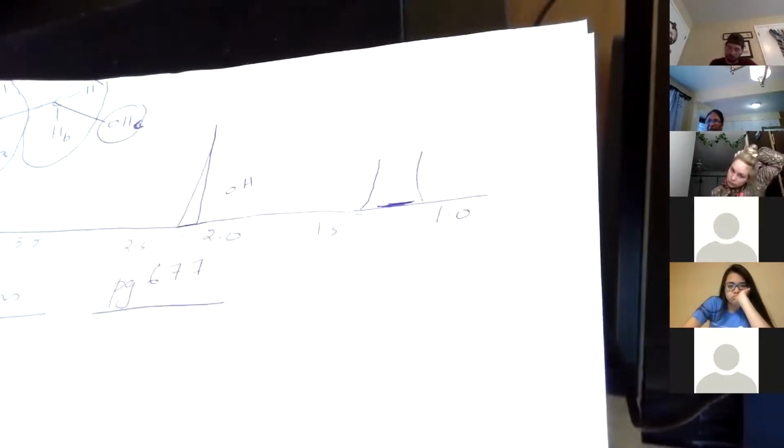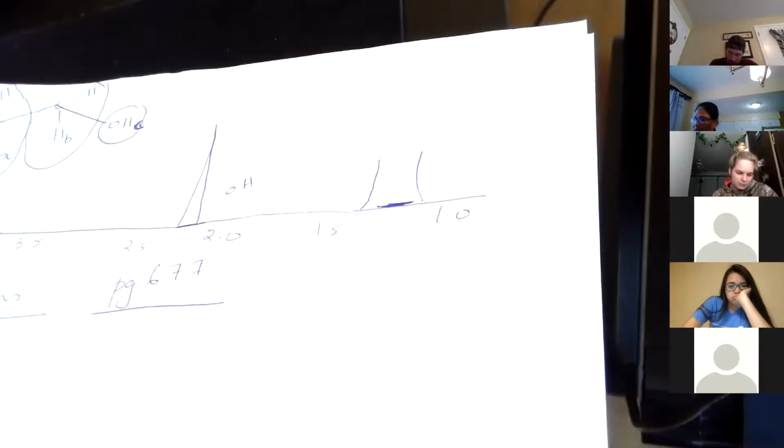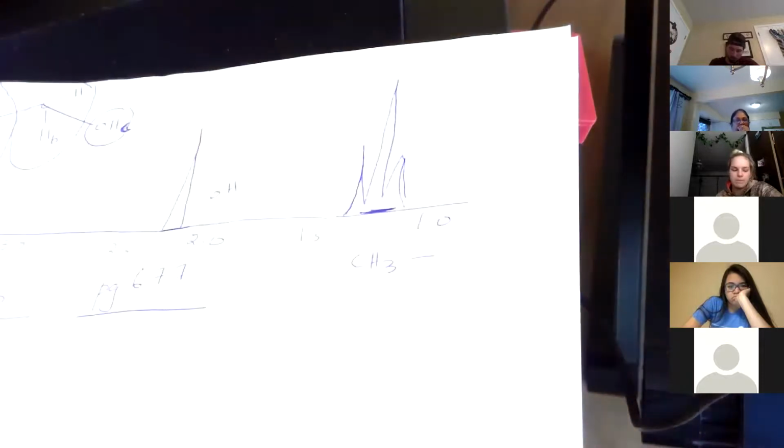Now the CH3 has how many neighbors? 2 neighbors. So how many peaks should we see? We should see a triplet. So this is a CH3 peak, and it's a triplet because he has 2 neighbors, and the neighbors split him up into 3.